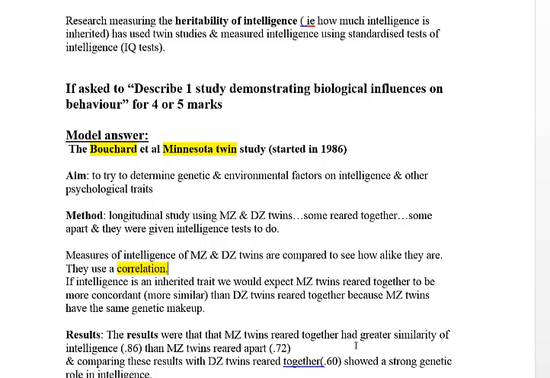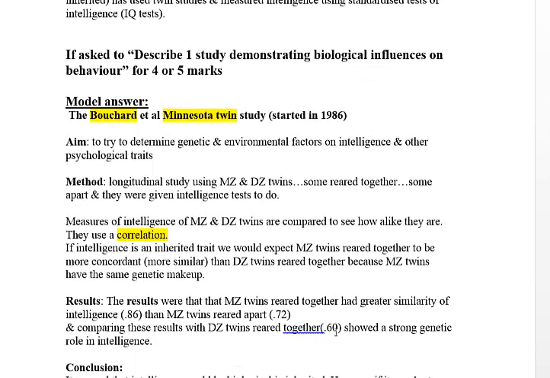The results were that the MZ twins reared together had greater similarity of intelligence, a correlation of 0.86, which, as you know, is a very, very strong positive correlation. So as one twin increased in IQ, so did the other. MZ twins reared apart were 0.72 compared with 0.86. So these are still pretty close. Their scores correlate highly, but it's not quite the same as those reared together. Comparing those with the DZ twins reared together was just 0.60.